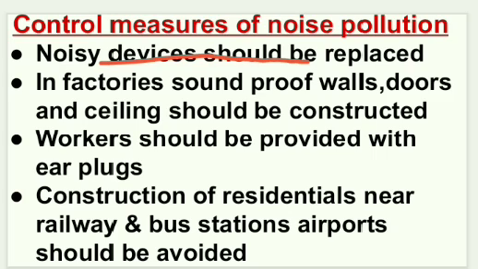The workers in factories should be provided with earplugs. As the noise pollution level in factories is very high, earplugs should be provided to the workers. The noise of factories can be minimized by construction of proper soundproof walls, doors or ceilings. So there should be soundproof walls, doors and ceilings to avoid noise pollution.